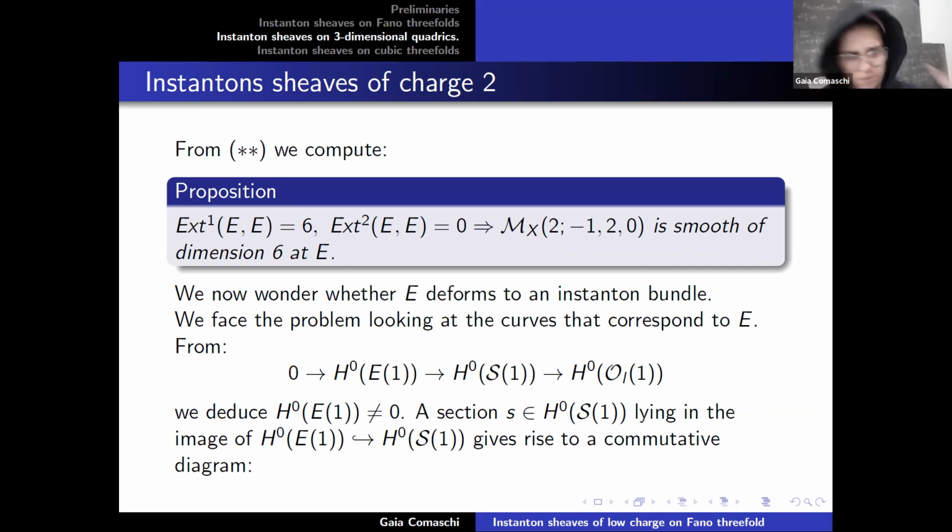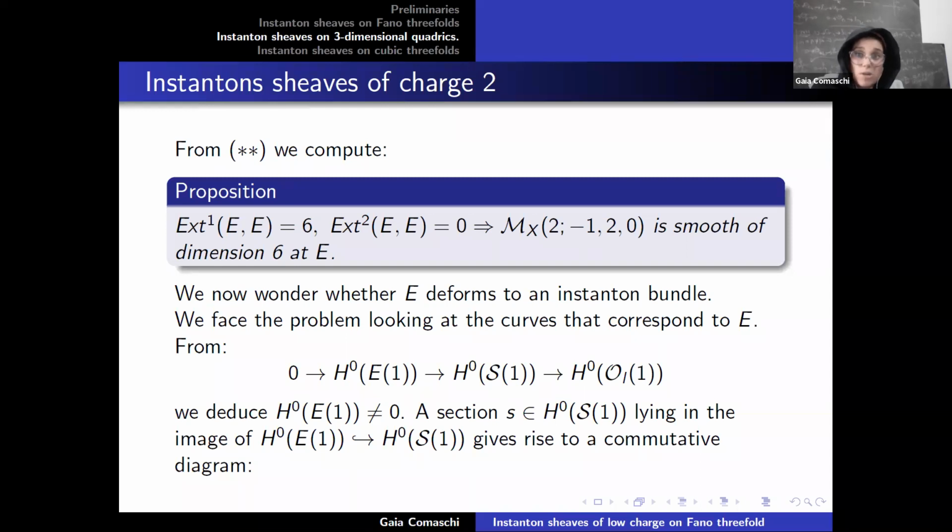So summing up, what we have found is that these moduli spaces, both at instanton bundles and instanton sheaves, are smooth of dimension 6. This means that each component passing through these sheaves must have dimension 6. So it is natural to try to understand whether the component in which the instanton sheaves live is exactly the instanton bundle component. So whether these two components that we found coincide.